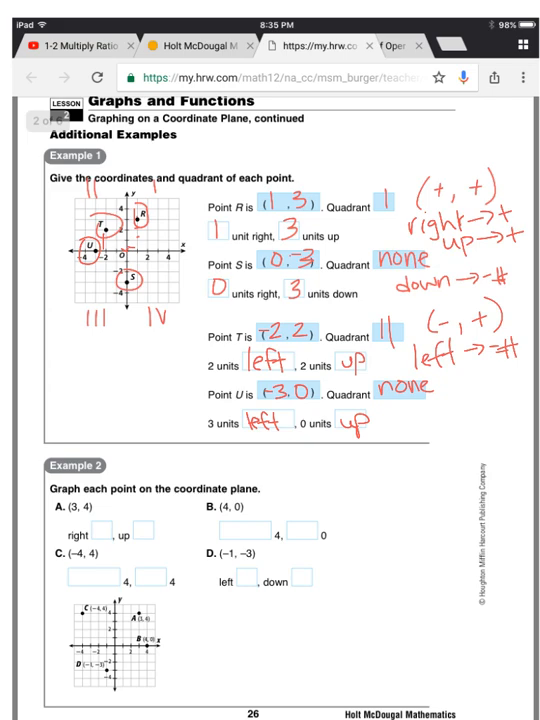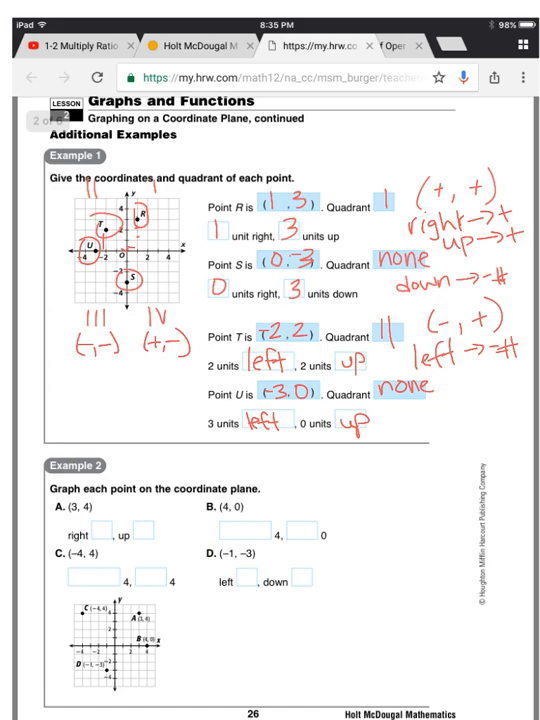Now we know our signs for our x and our y's for quadrants 1 and 2, but in quadrant 3, our x is negative and our y is negative, and for quadrant 4, our x is positive while our y is negative. That helps you, when you are given an ordered pair, know exactly which quadrant it should be in, and when you graph it, if it's not in that quadrant, you know you did something wrong.